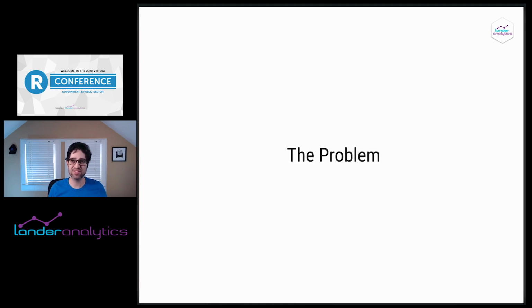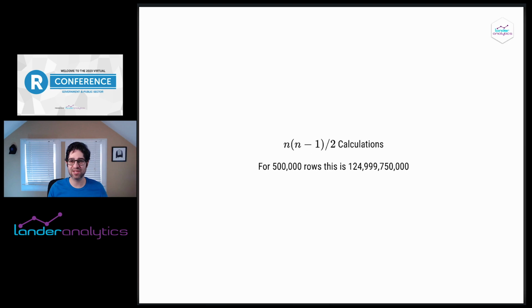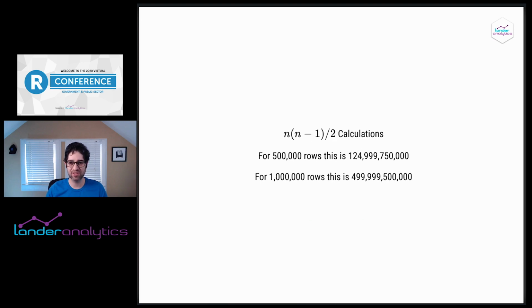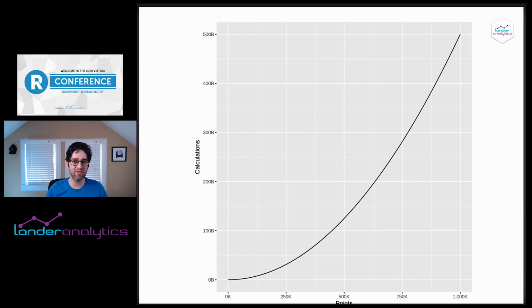So what's the problem about this? What's the big deal? It's slow. And the question becomes, how slow is it? I want to quantify how bad this is in terms of calculations. So this problem takes n times n minus 1 divided by 2 calculations. That's a quadratic relationship. For 500,000 rows, that's 125 billion calculations. That's 125 billion slots in memory. For 1,000,000 rows, that's 500 billion calculations. I doubled the rows, but I quadrupled the calculations. The calculations are big O of n squared.